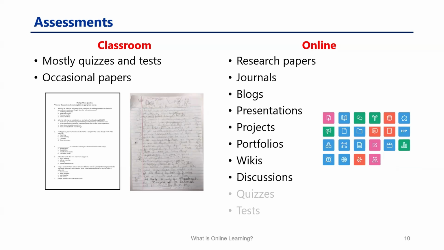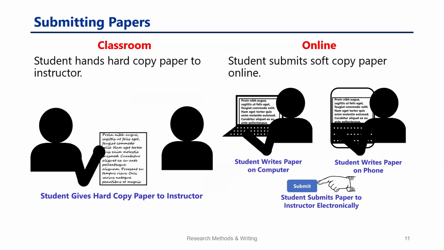In classroom-based learning, most of the assessments are quizzes and papers. In online learning, they can be all kinds of different things that you haven't done before, such as portfolios, wikis, journals, and so forth. In a classroom-based learning, a student writes their paper in hard copy and gives it to their instructor. In online learning, a student writes their paper in soft copy and submits it online to their instructor, much like sending an attachment on an email.